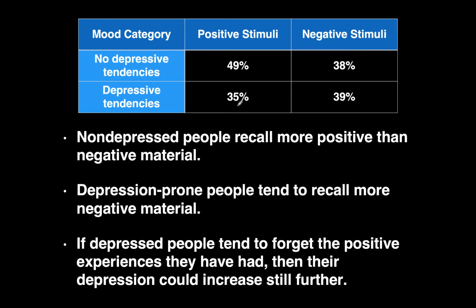So, non-depressed people recall more positive than negative material. However, depression-prone people tend to recall more negative material. If depressed people tend to forget the positive experiences they have had, then their depression could increase still further.